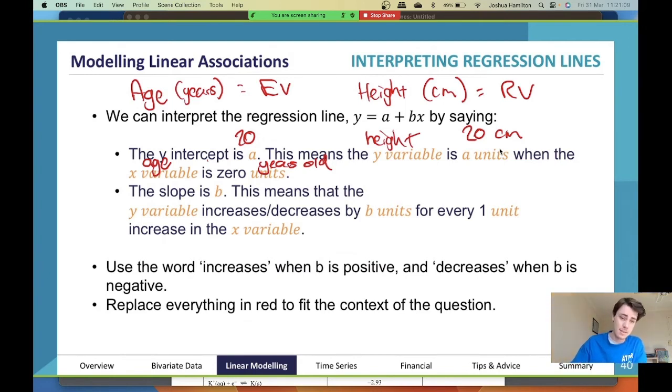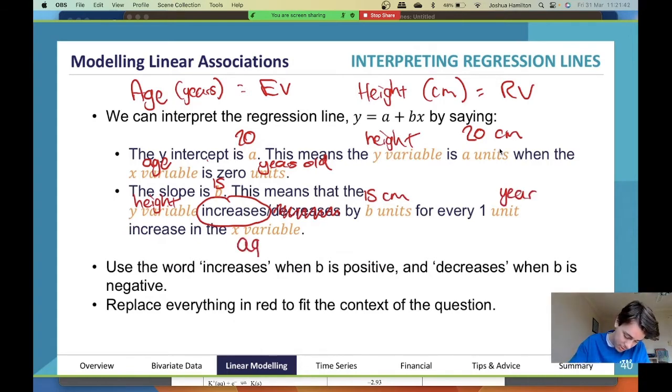Now, let's say the slope here is 15. So you gain 15 centimeters each year. So B here is 15. The slope is 15. This means that the height, and now it's positive 15, so it's going to increase. You're not going to write increase/decrease, you're going to choose one. So you're going to choose increase by 15 centimeters for every 1 year increase in the age.